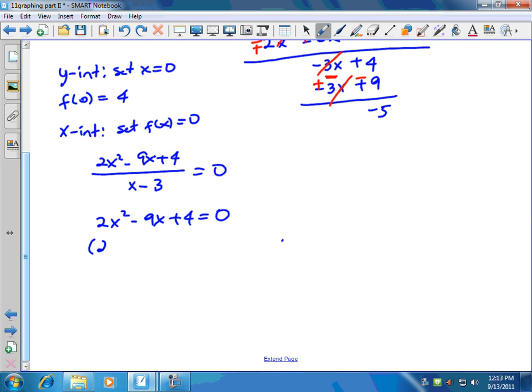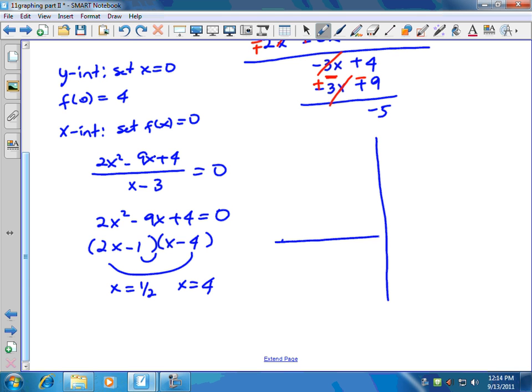Let's see if this factors. How about negative 4 and negative 1? The product of negative 4 and negative 1 is 4. Inner plus outer will give you the negative 9x. So this works. Setting each one equal to 0, we're going to get x equals 1/2 and x equals 4. These are your x-intercepts. Now let's put the pieces together.